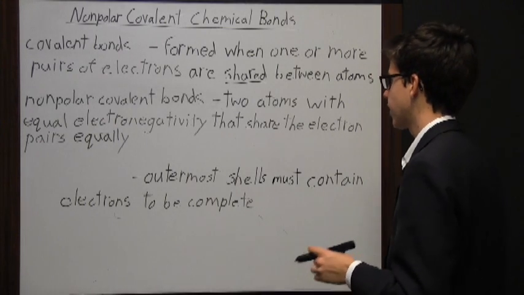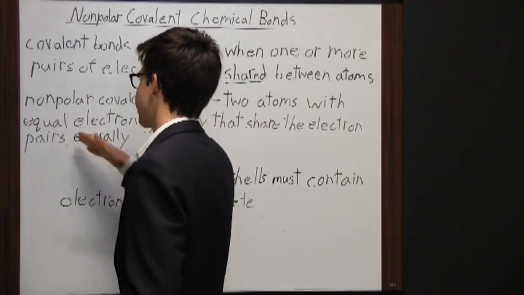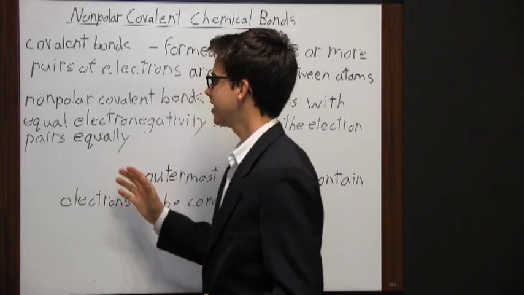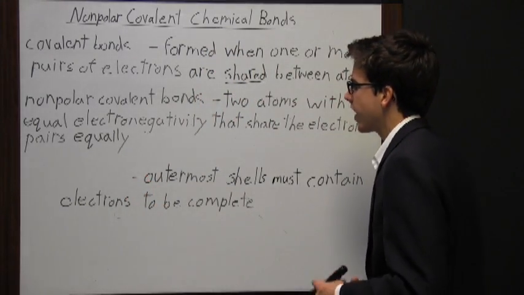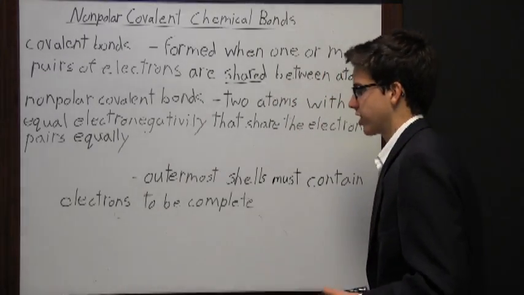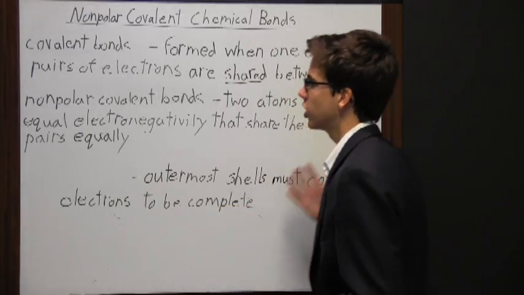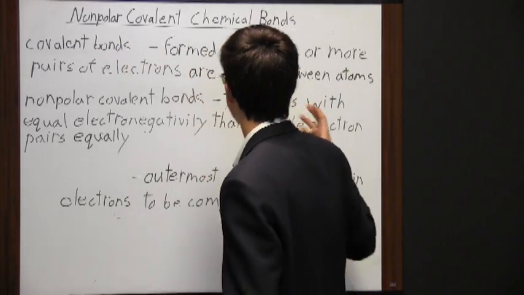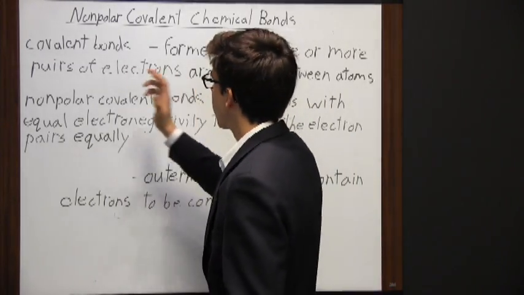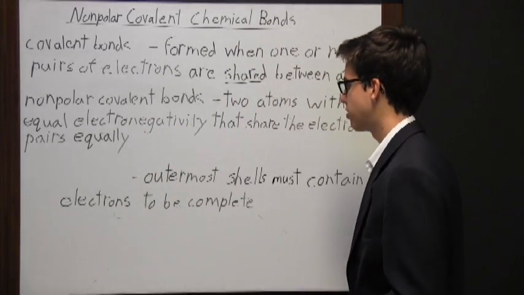Two atoms with equal electronegativity that share the electron pairs equally. So the key words here are equal and equally. They have to have an equal electronegativity, and that means they share these electrons equally. Now, the opposite of this would be polar covalent bonds, which don't share the electron pairs equally. In other words, the electrons spend more time with one atom over the other. So we have this general definition of covalent bonds, which just means they share electrons, but it doesn't describe how they share them. So we have nonpolar and polar. But the key definition here is nonpolar covalent bonds, which do share the electron pairs equally.